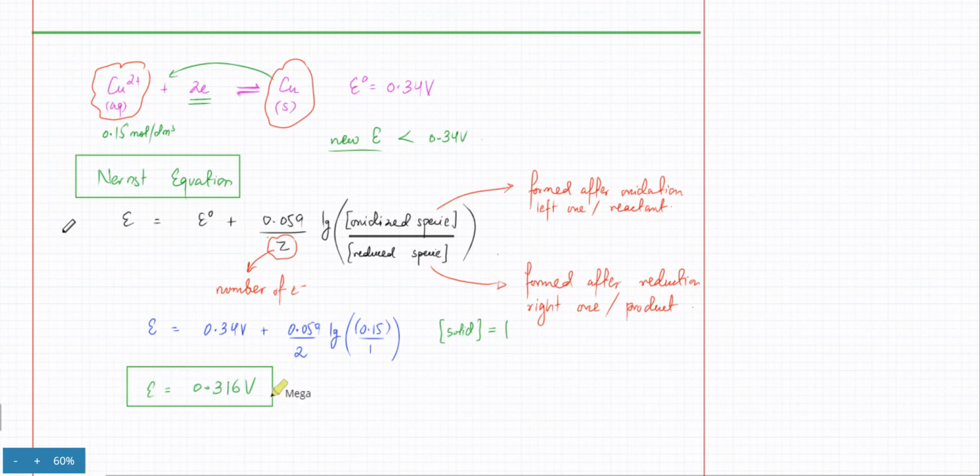This is my new potential instead of 0.34. And we knew that it was going to go backward. We knew that it's going to be lesser than 0.34. Why was it going backward? Because originally it's 1 mole per dm cube, but now it's 0.15, so it has decreased. So you've decreased the concentration, so equilibrium would shift backwards. And that's how you calculate your potential.